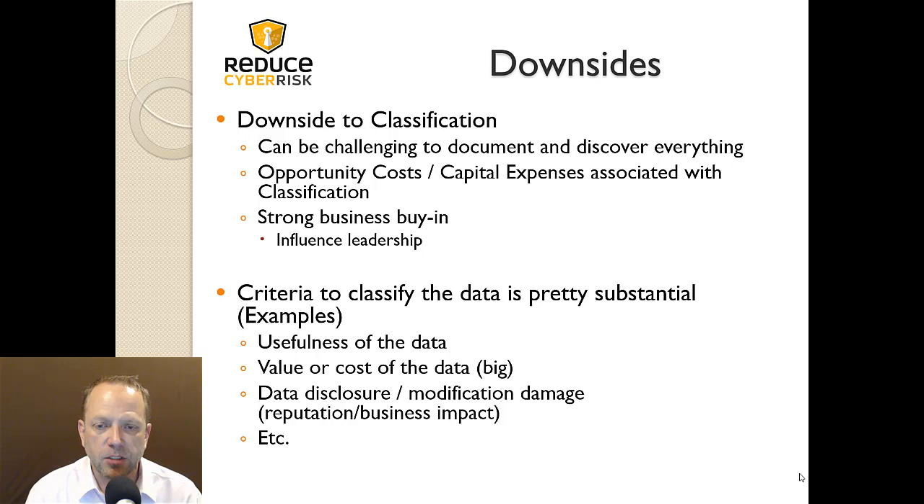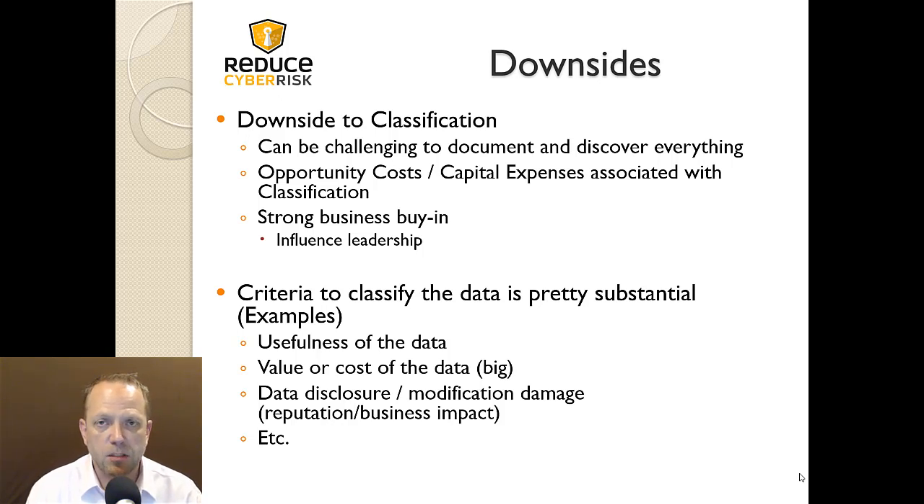Now, what are the downsides of data classification? Well, it can be challenging to document and discover everything that's in your environment. It can be really, really challenging. To find all this information, especially if your company's been around for a while and you have multiple systems involved, data goes everywhere. There are opportunity costs and capital expenses associated with classification as well. So as you do your data classification, there are costs that will be tied to it.